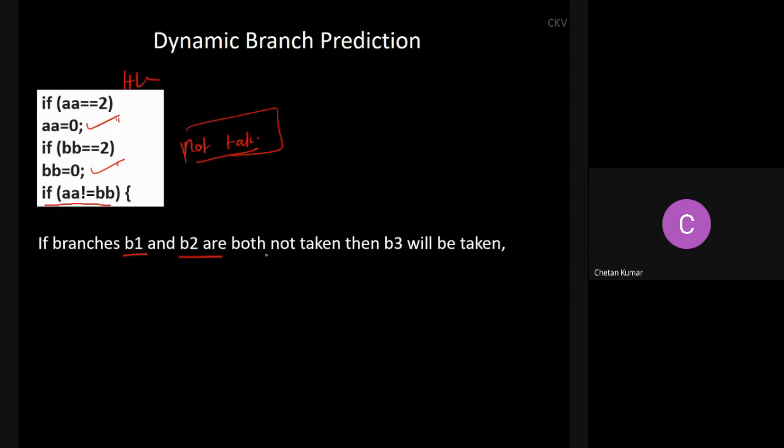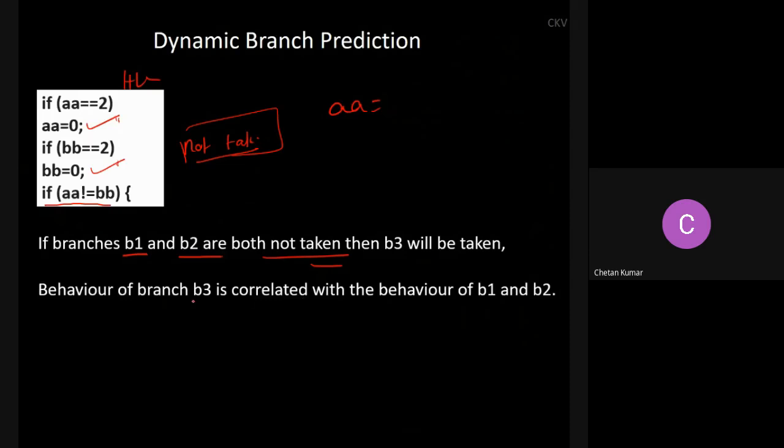So if branches B1 and B2 are both not taken, meaning A is not equal to 2 and B is not equal to 2, then we can say that the branch B3 will be taken. So here the behavior of this branch is correlated to these two branches. That's what we call correlation. Based on whether B1 and B2 are taken or not taken, we can talk about the third branch's behavior.